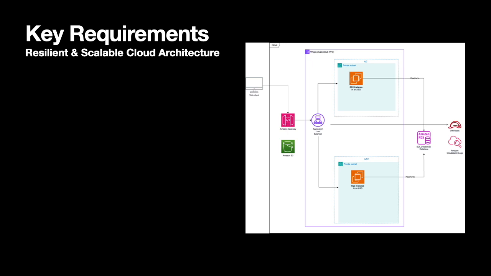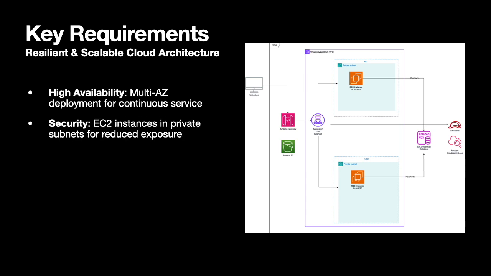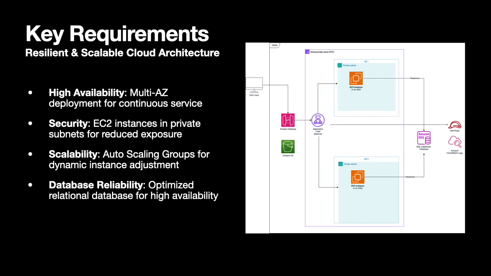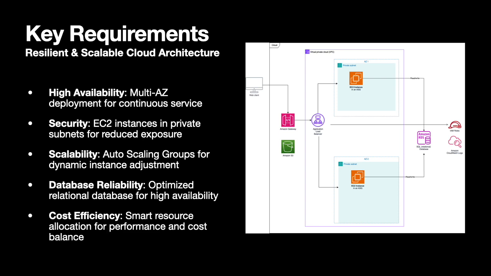To build a resilient and scalable cloud infrastructure, this architecture addresses key needs. We use a multi-availability zone deployment to ensure continuous service, even during failures. The EC2 instances are placed in private subnets, reducing exposure to external threats. With autoscaling groups, the infrastructure automatically adjusts to handle varying traffic demands. The relational database is fine-tuned for high availability and optimized performance, and resources are allocated smartly, balancing performance and cost management.